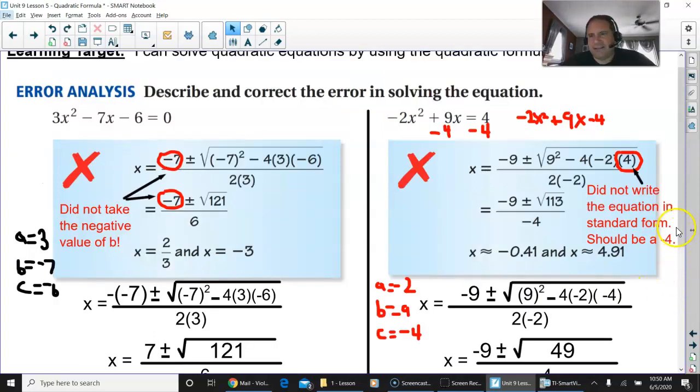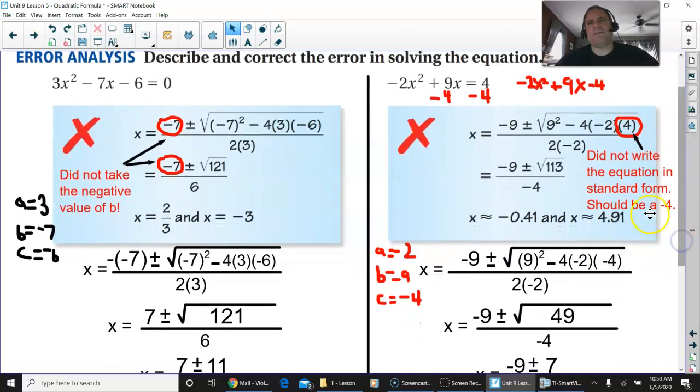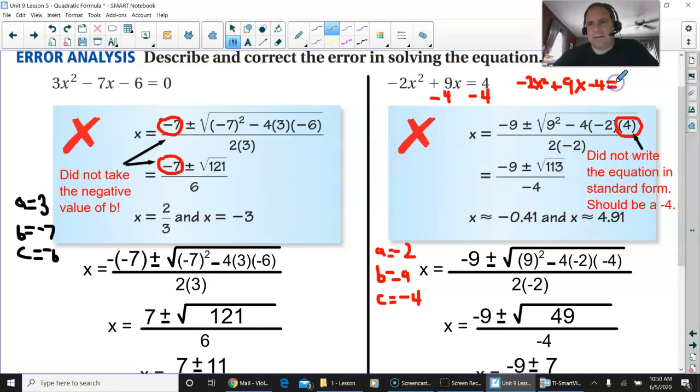All right, here we go. So this is not in standard form. So the first thing that I did was subtract 4 on both sides and made the equation equal to 0. And that's what I should put right there. Okay, so then looking through this, the mistake is clearly right here. So just take a look.